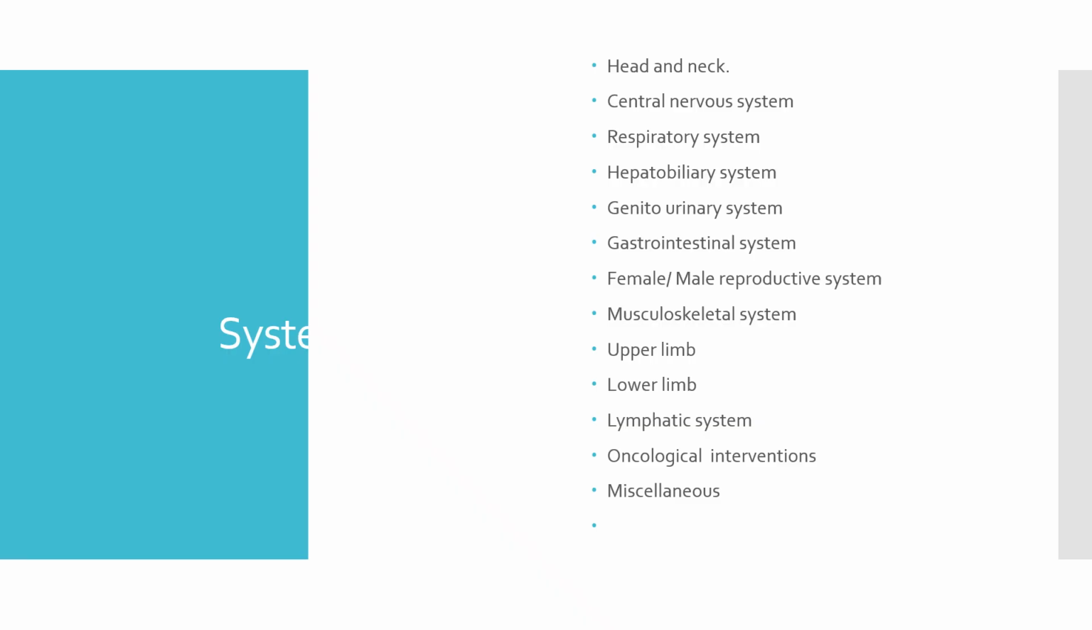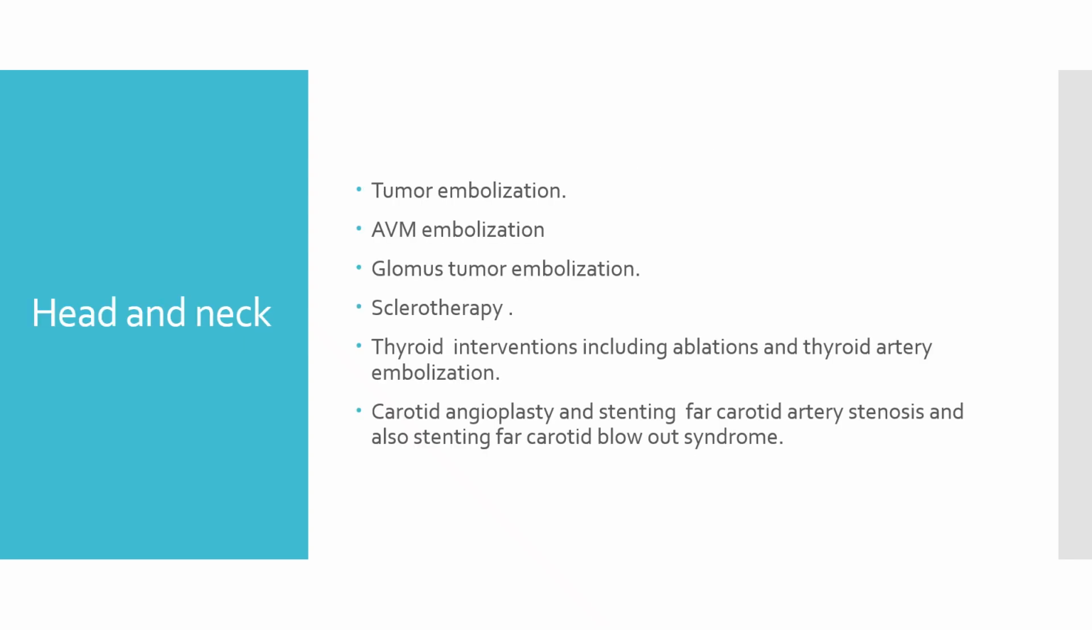I divide the system based upon the involvement of organs: head and neck, central nervous system, respiratory system, hepatobiliary, genitourinary, gastrointestinal, reproductive system, MSK, and limbs with lymphatics, and a little about oncological interventions and miscellaneous. So first, starting with head and neck intervention.